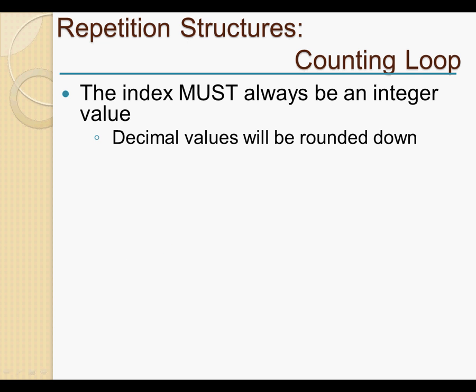So a couple things about the counting loop. First of all, the index must always be an integer value. I cannot use a decimal number for my index. If I put a decimal number in, it will always be rounded down. So if I try and create an index of 5.9, it will equal 5.